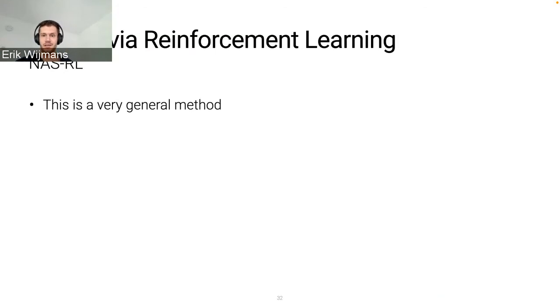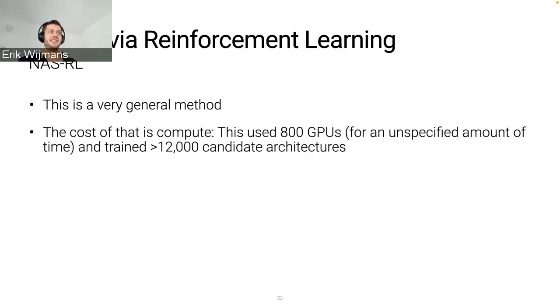Yeah, so like we were starting to talk about, the pro of something like NASRL is that it's a very general method. The con of it is the compute cost. This method used 800 GPUs for an unspecified amount of time, and they trained over 1,200 candidate architectures. I don't know the amount of time that they used here, but even 1 day, which is almost certainly less than what was used, possibly by an order of magnitude, is a very, very large amount of compute. And so that is the downside for neural architecture search.